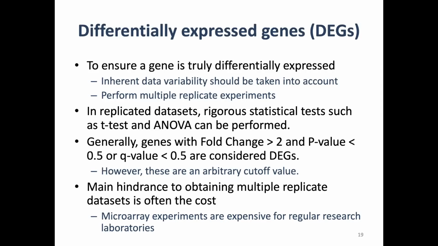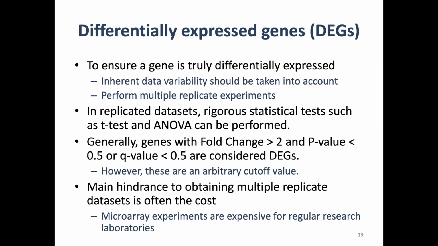And usually, to call differential expression, people have different selection criteria. Usually, in a published paper, you see that the selection criteria are like fold change greater than 2 or less than -2, and p-value less than 0.05. Some people also use q-value less than 0.05. Less than 0.05, not 0.5. I made a mistake here. It's p-value less than 0.05, and q-value less than 0.05.